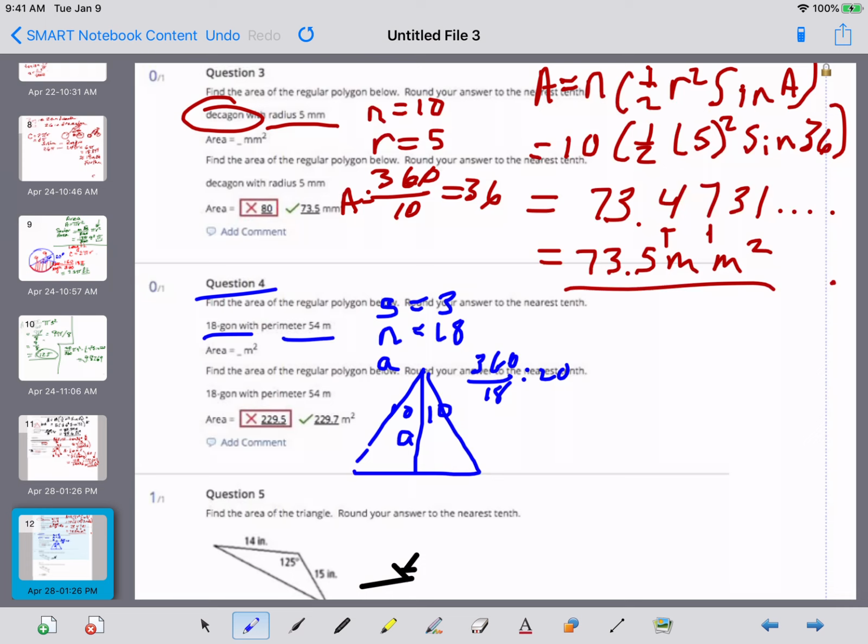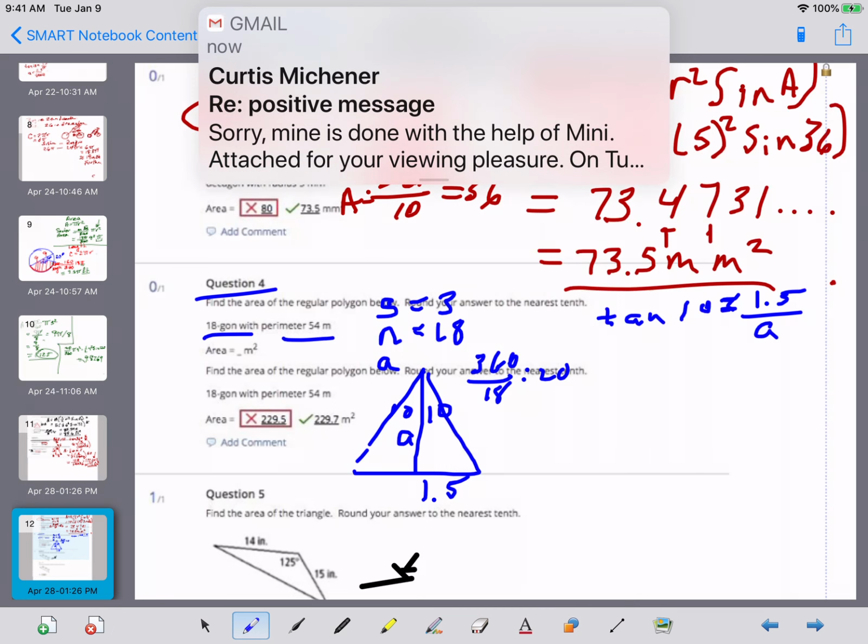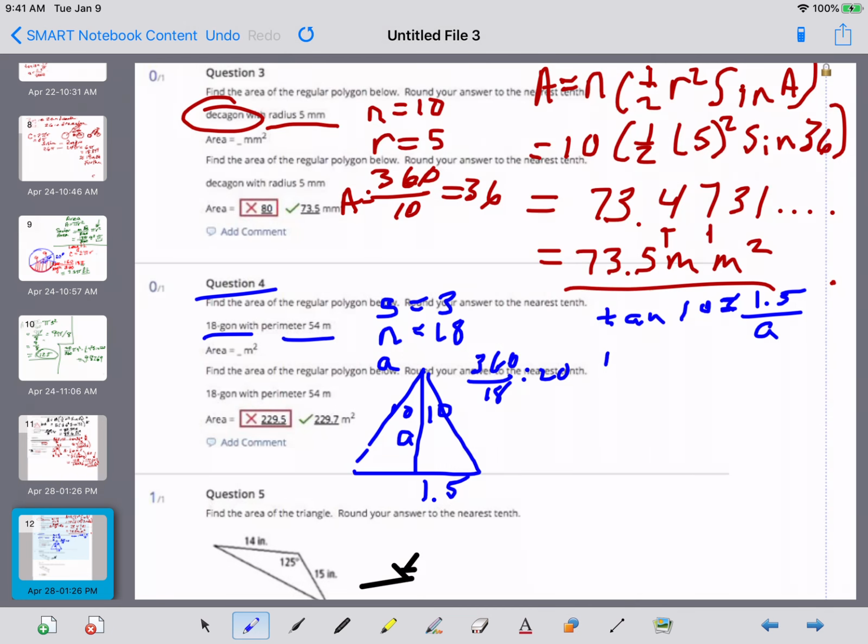Now, I want to find the apothem. I know I've got a 1.5 for my side. So I've got opposite, adjacent, so I've got tangent of 10 degrees equal to 1.5 over A. And so I've got A is equal to 1.5 divided by tan of 10. So I have my apothem.